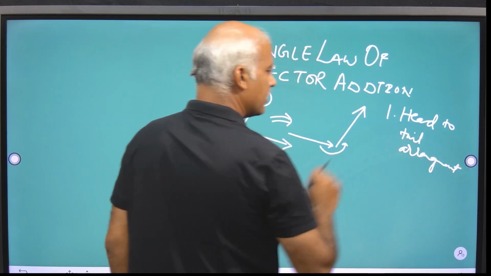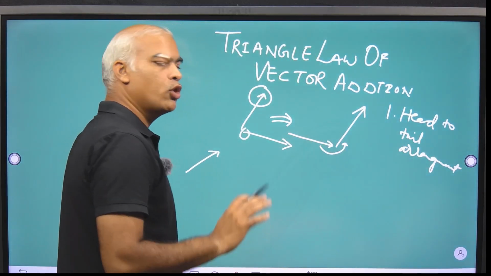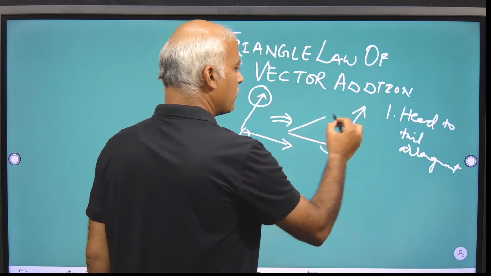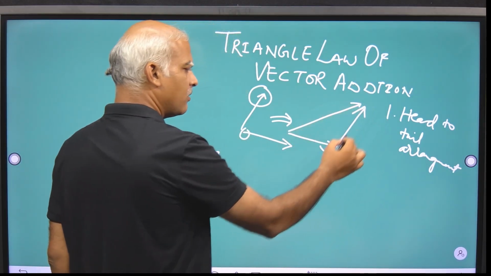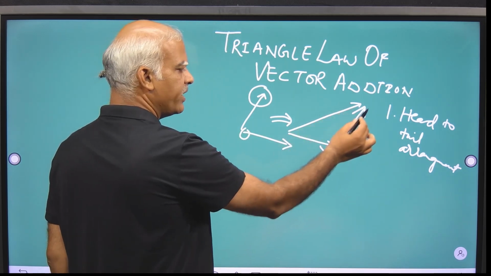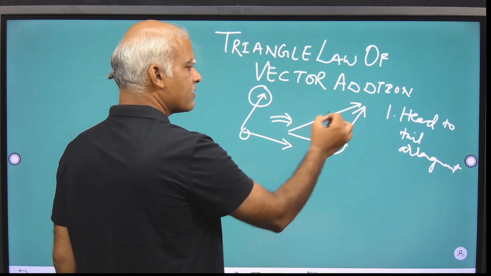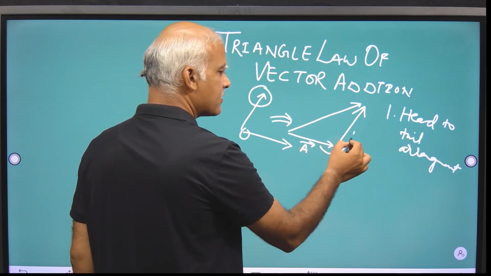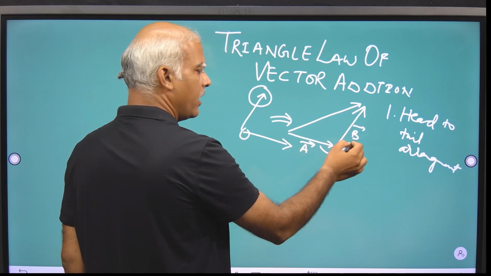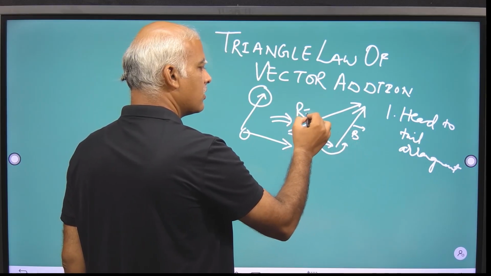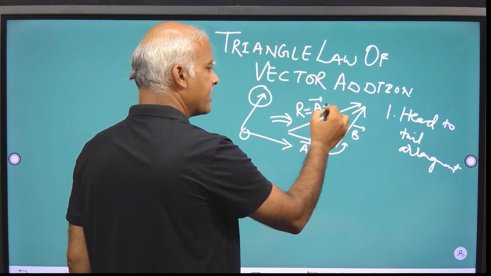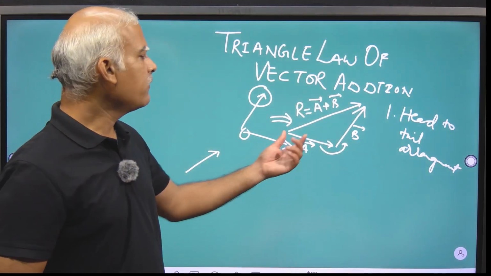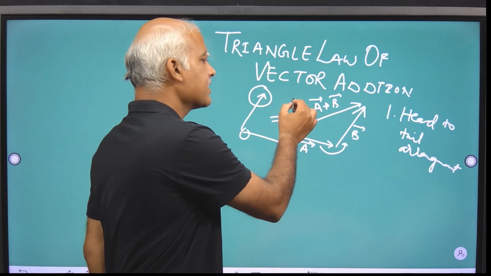Okay. Now after having this head to tail arrangement, simply join the tail of a vector to the tip of another vector. That's how you will complete a triangle. And once you have completed a triangle, the side which is completing this triangle is basically the addition of these two vectors which you have drawn, that is A and B. The third side is called the addition of these two vectors, which is also called the resultant vector, or the sum of two vectors, that is R. R is equal to A plus B.